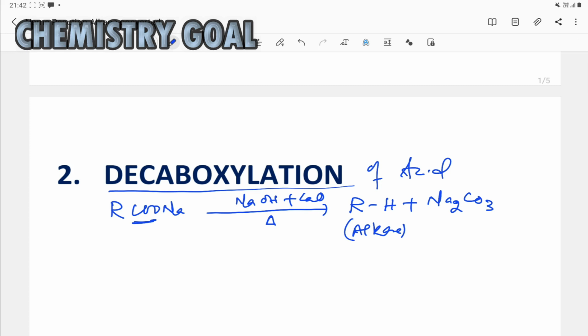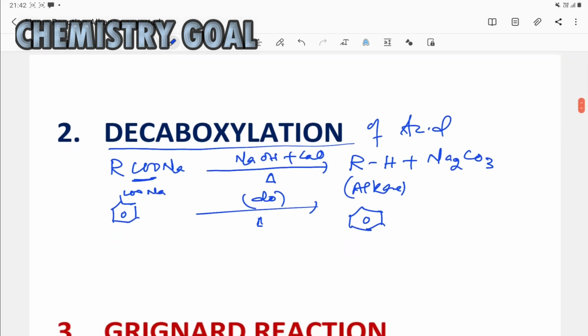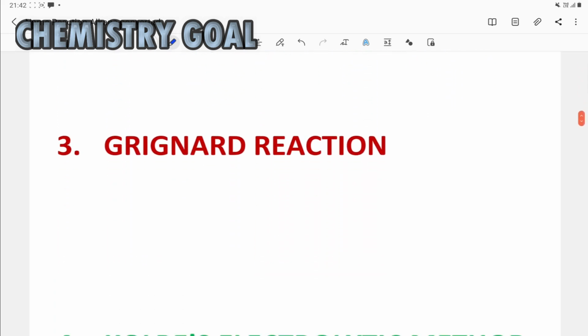By this process we can also prepare benzene, an aromatic compound. If you take aromatic carboxylic acid, let it be like this, COONa, same reagent, on heating it converts to benzene. So by this way we can prepare aliphatic alkane or aromatic alkane by taking sodium or potassium salt of carboxylic acid. Okay, this is called decarboxylation, loss of carbon dioxide.